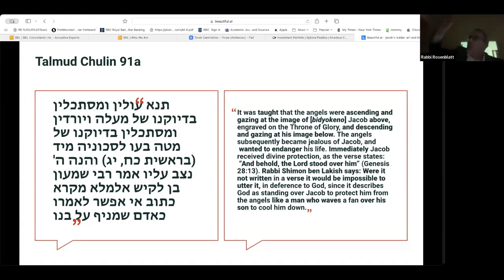What's happening? There are angels going up and down. The angels are busy changing the guards. Who's protecting Yaakov? Hashem is protecting Yaakov. Right? That's the way the Talmud's reading it right now. Hashem is nitzav alav. He is literally on Yaakov.